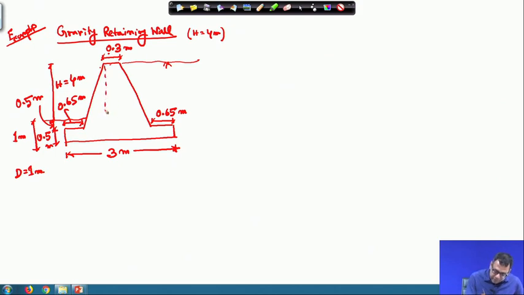So, finally, this portion is 0.7 meter and this is also 0.7 meter. So, this is 0.7 meter, this is 4 meter.